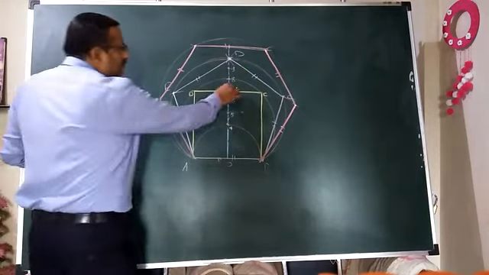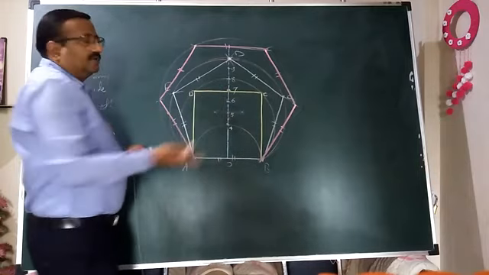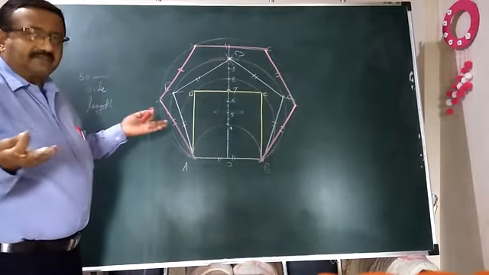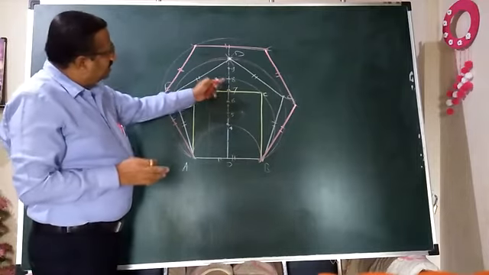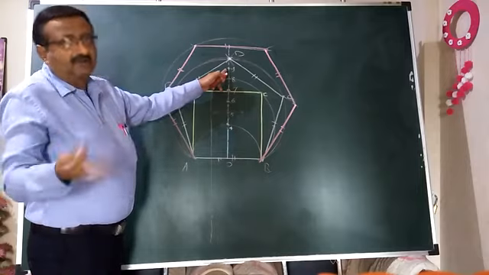What will happen now? 7 as a center, 7A as a radius. When you construct a circle, we are going to get a 7 equal sided figure, which is called a heptagon. Similarly, 8 as a center, we are going to get an octagon, and 9 as a center, a regular nonagon.